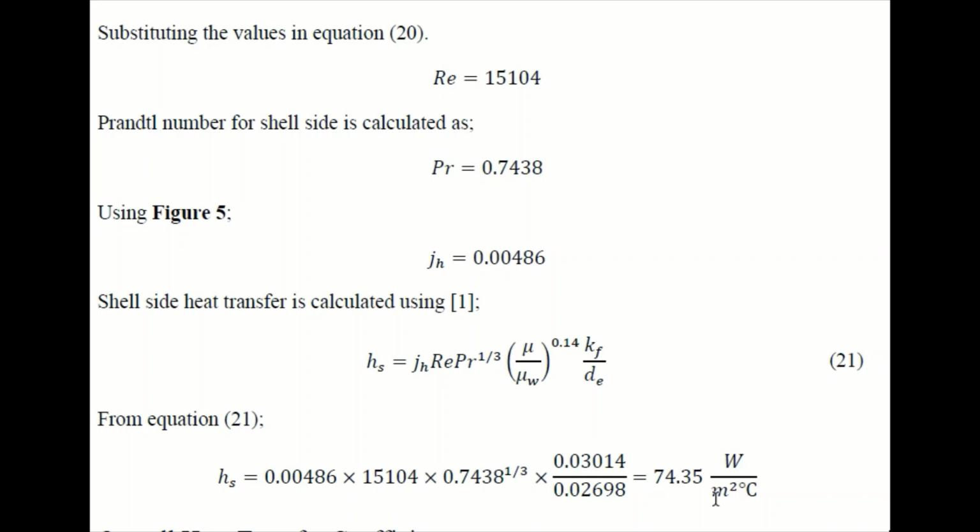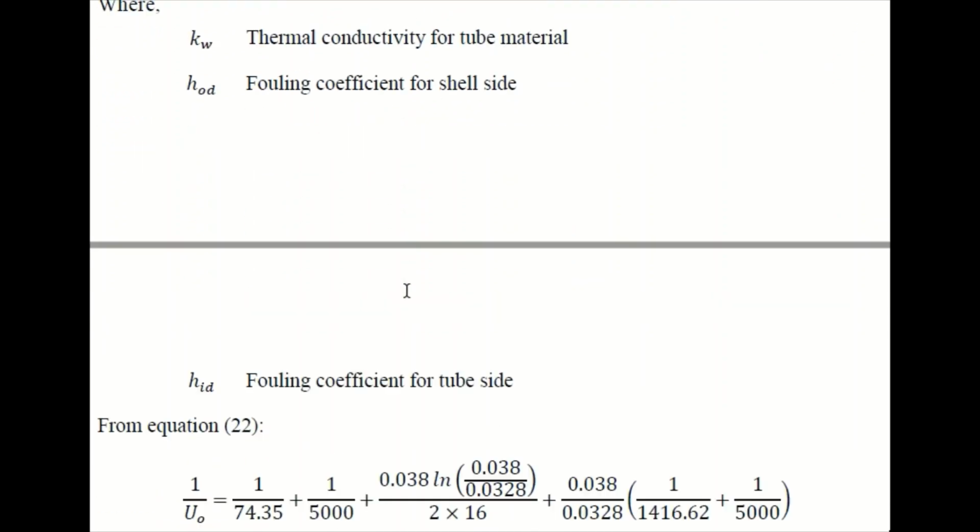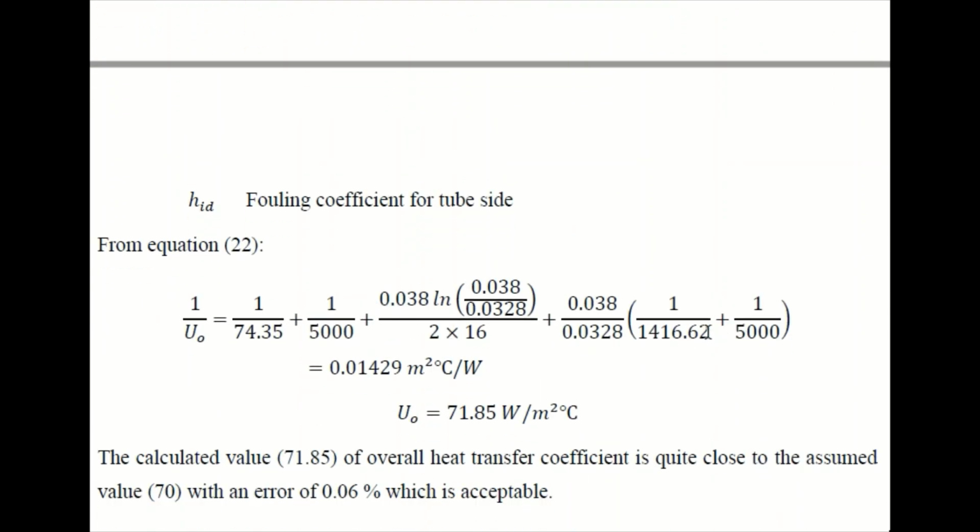Then we need to move forward towards the overall heat transfer coefficient, which is given by this equation. And here we need to calculate the fouling. We need to take the fouling factor for shell side and tube side, which can be taken as 5000 for both sides. After substituting these values, we obtain the value of overall heat transfer coefficient as 71.85, which is pretty much close to the assumed value of 70, and error is very small, so it is okay, we are good to go.